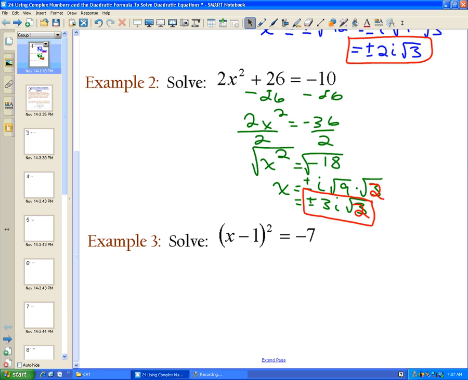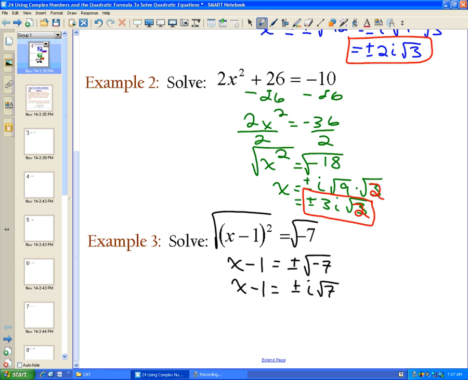So one last time, I would do this the same way. I would square root both sides since the thing that's being squared is by itself. This is x minus 1 is equal to plus or minus the square root of negative 7. I know that square root of negative 7, x minus 1 is equal to plus or minus i square root 7. I can then add 1 to both sides. Again, x is equal to 1 plus or minus i square root 7. Again, I have a real part, an imaginary part, and there's my final answer.